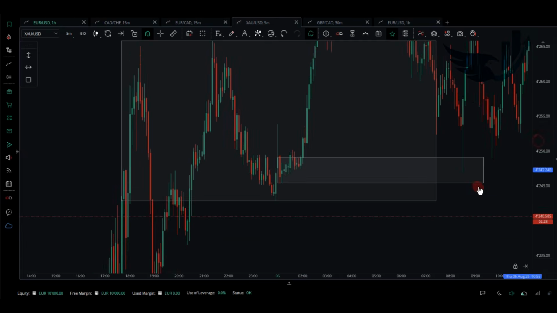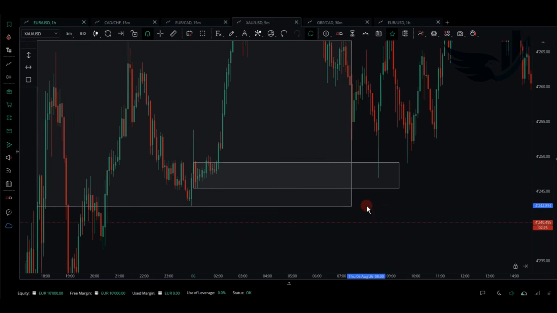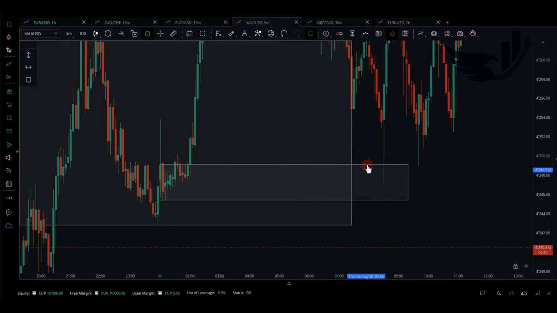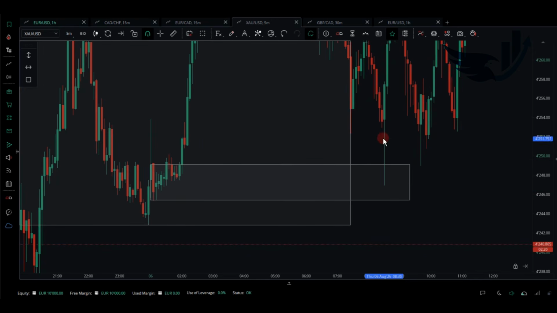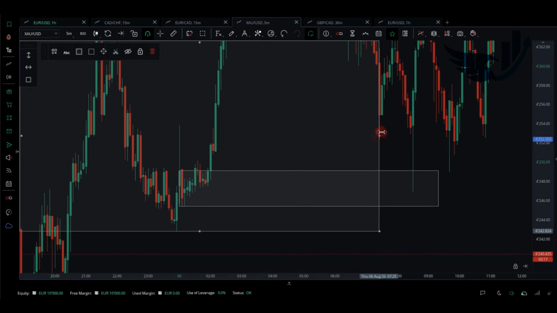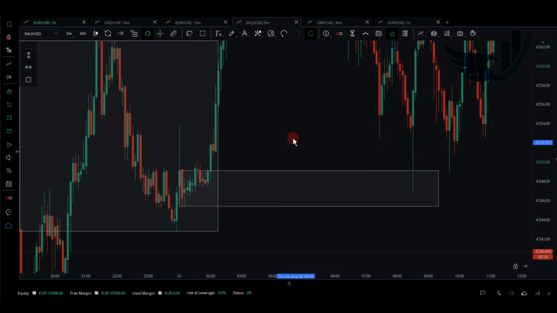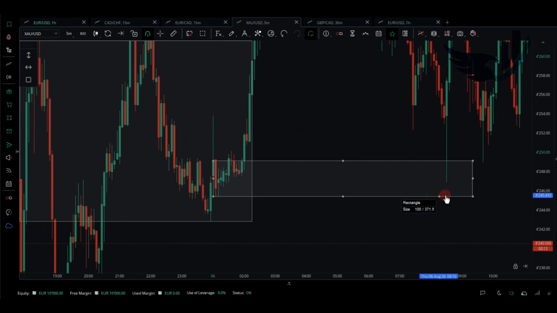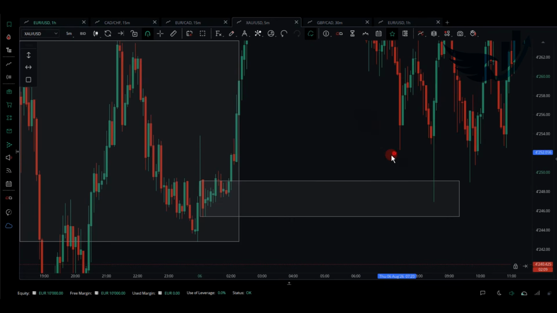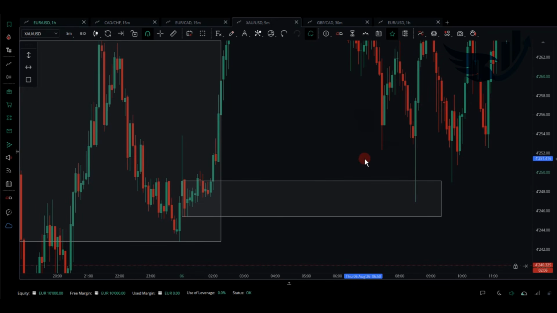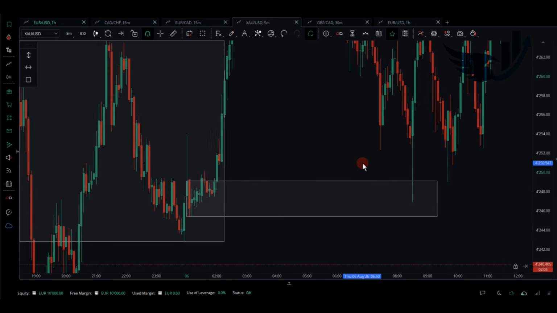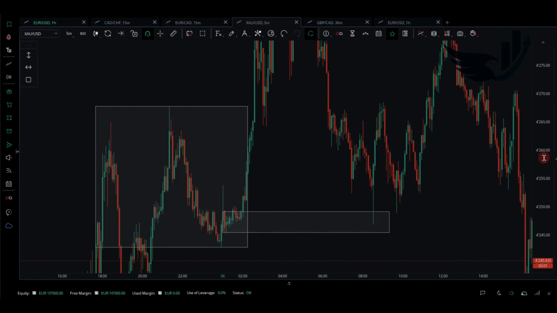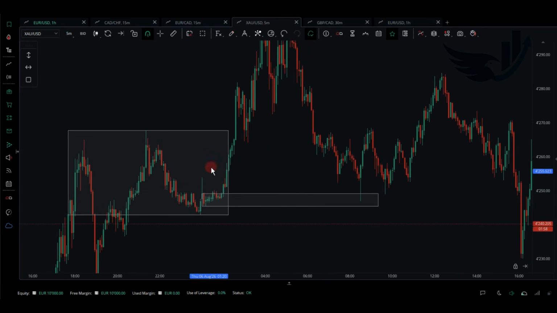So here we put our order above the box, and you have to put your stop loss, considering the spread, just under the box. And the risk reward ratio, same as always, is 1 to 4. And here is the result of the trade we took this morning.